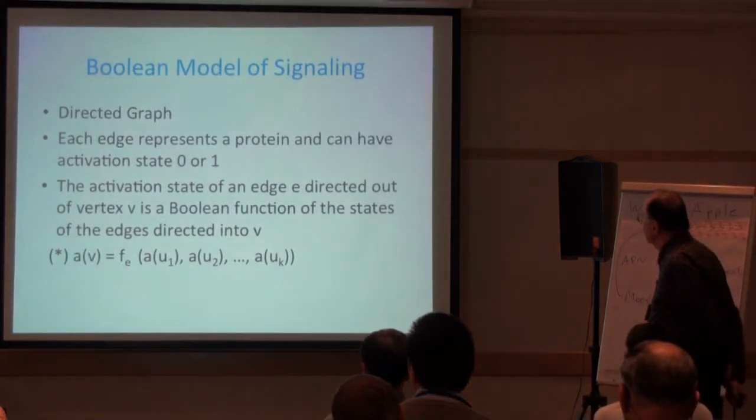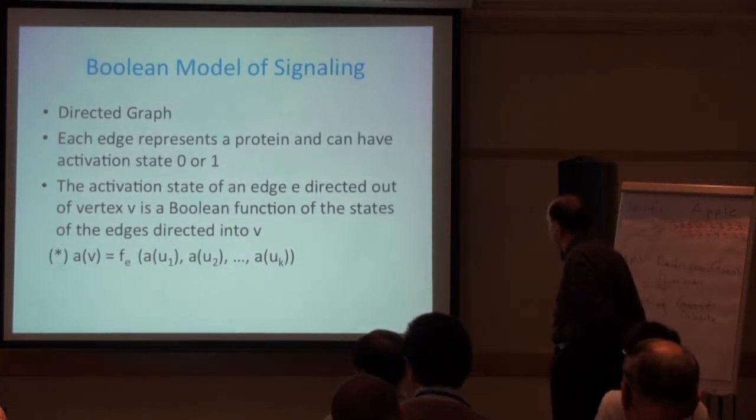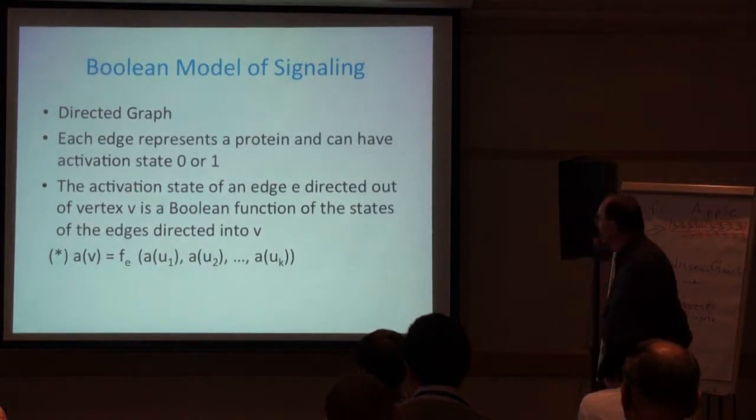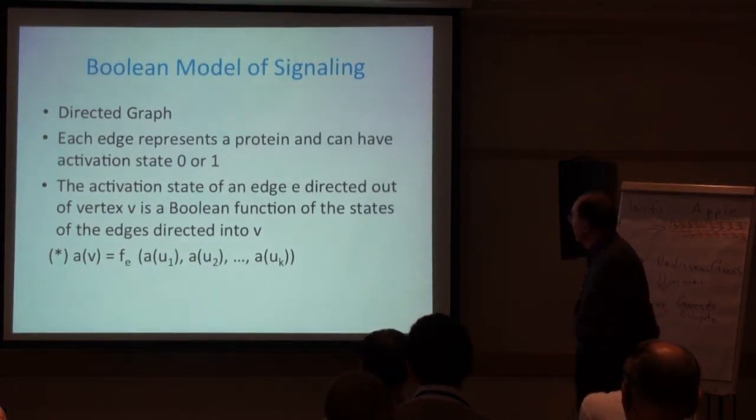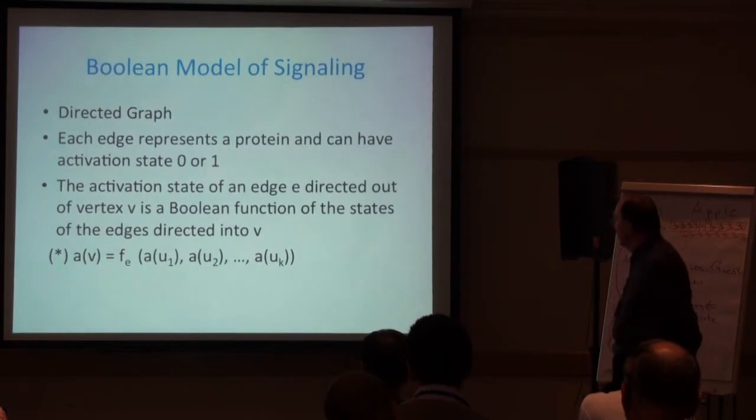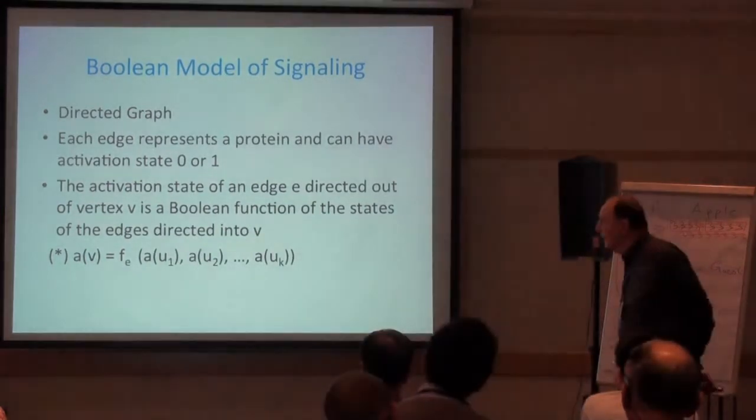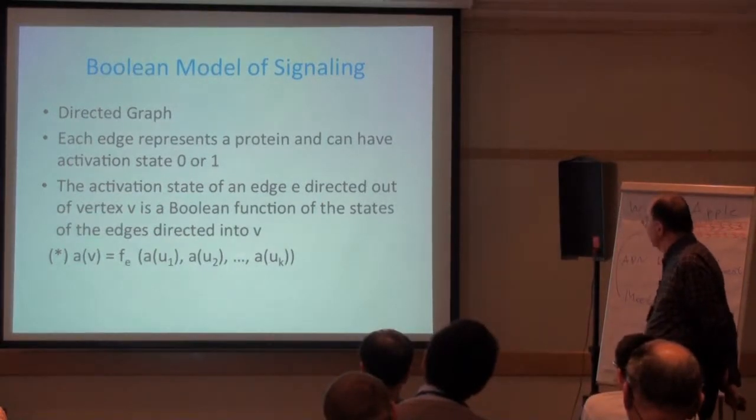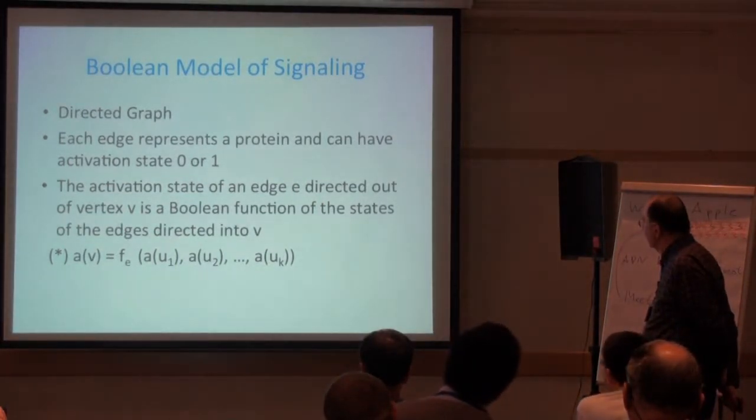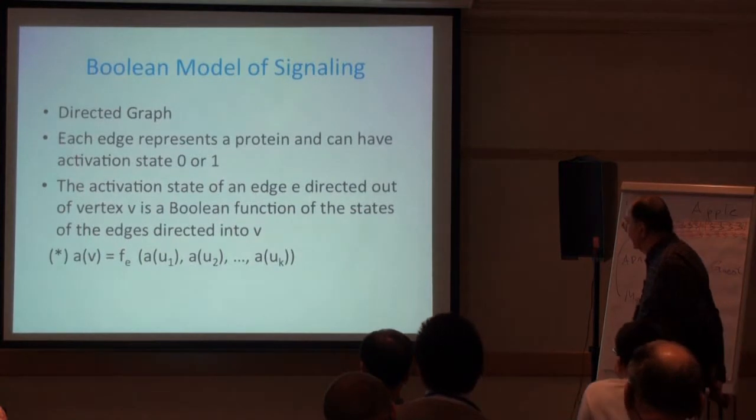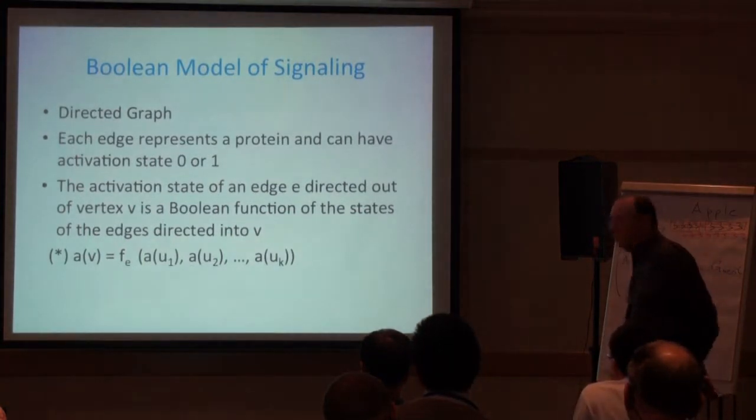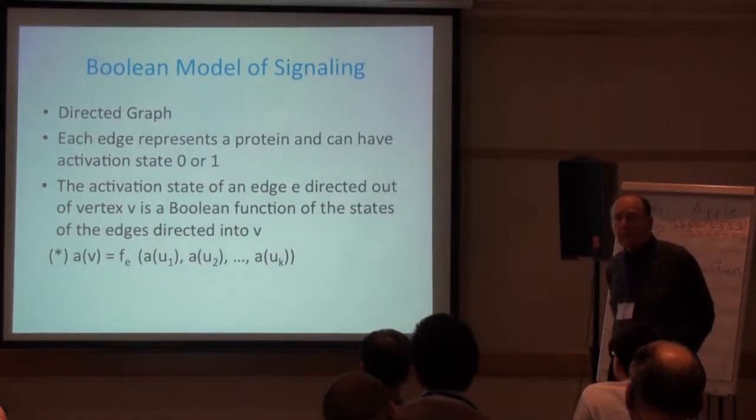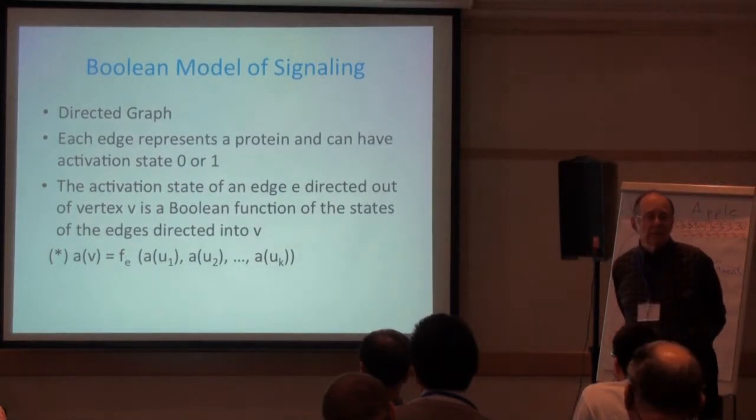And we'll assume that the logic of this model of signaling is given by a set of Boolean functions where there is a Boolean variable for each edge. And the activation state of any edge coming out of a vertex V is a Boolean function of the activation states of the edges pointing into the vertex V.